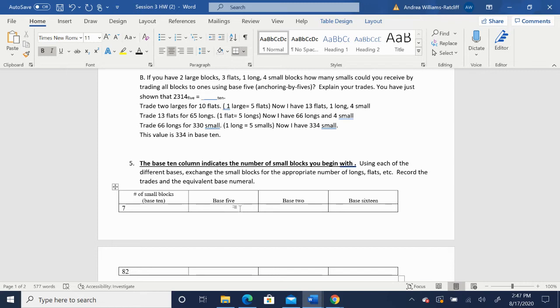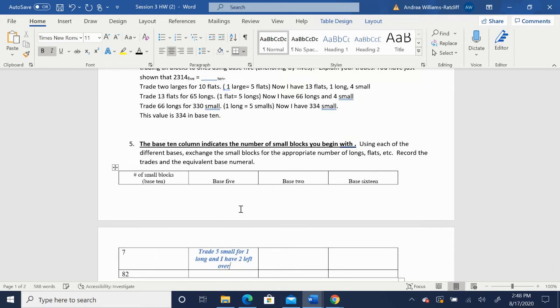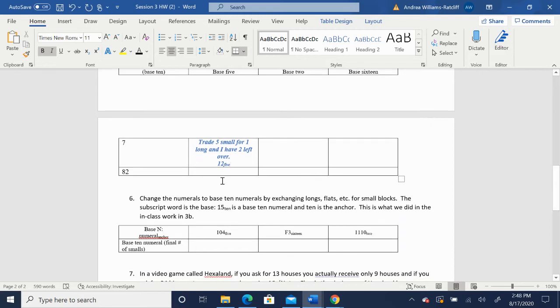I have 7, think of it as 7 smalls. So what would I do? I would trade 5 small for 1 long, and I have 2 left over. So as a digit, this is going to look like 1 long, 2 smalls in base 5. Let's keep doing all of the base 5s, and then we'll come back to the base 2s.